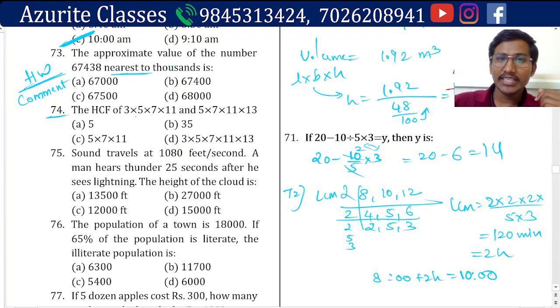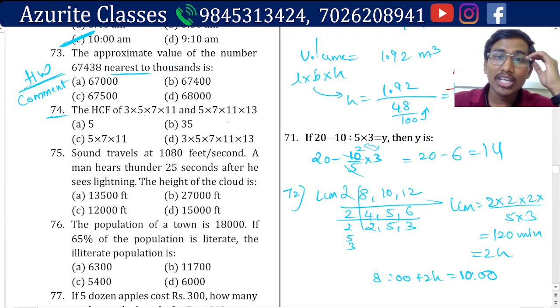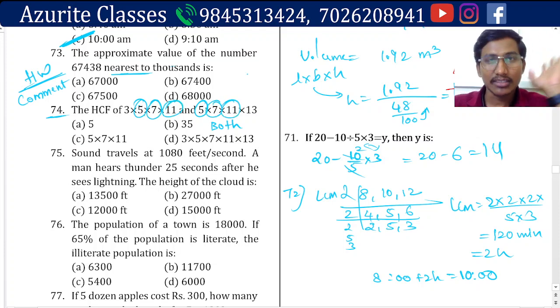Now 74, we have to find the HCF of these. The HCF should be there in both. Which numbers are in both? If you see, 5 is there in both, 3 is not there, then 7 is there in both, and 11 is there in both. That will be the HCF. These are prime numbers, and if they are prime numbers, only then you should use this method. The HCF will divide both the numbers.